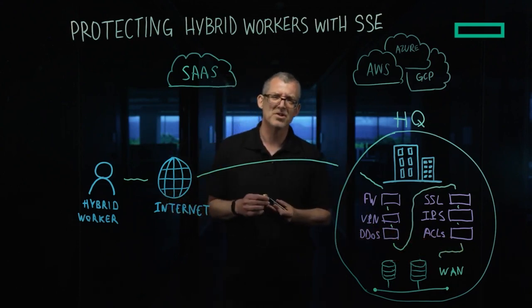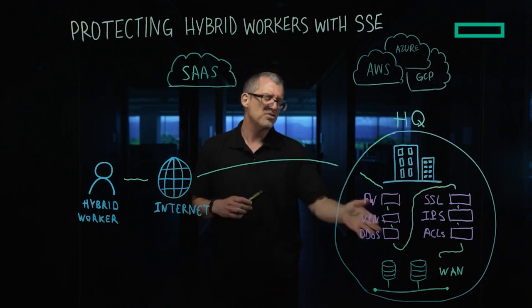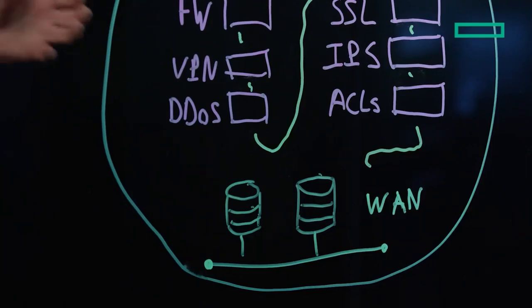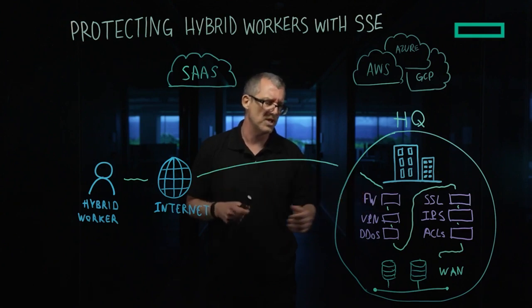This creates a number of security risks. The users are going to be on your WAN. They can go east-west. They can do lateral movement. They've pretty much got access to all of the systems on your WAN.